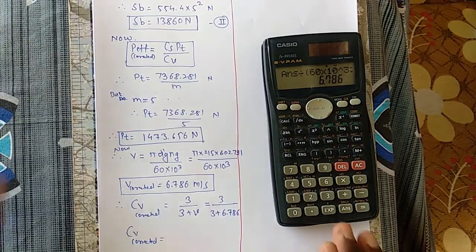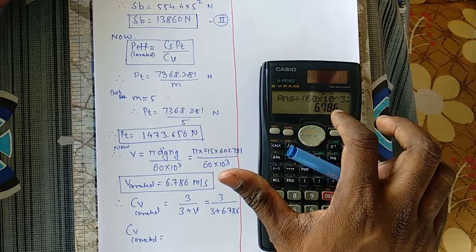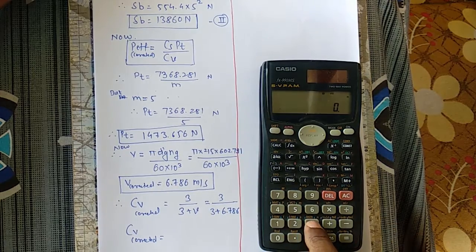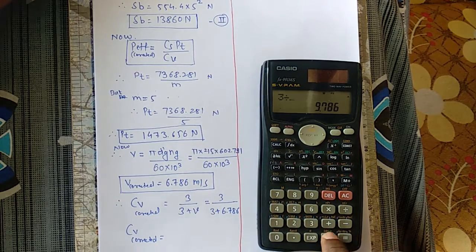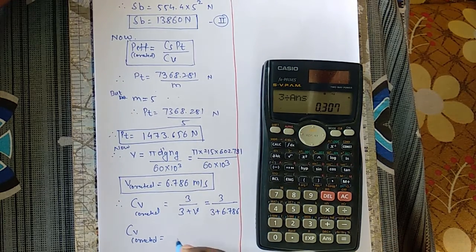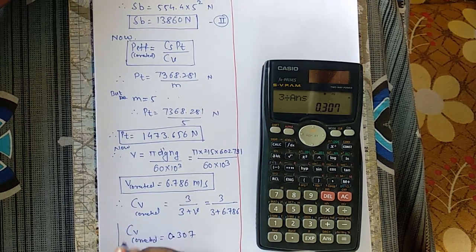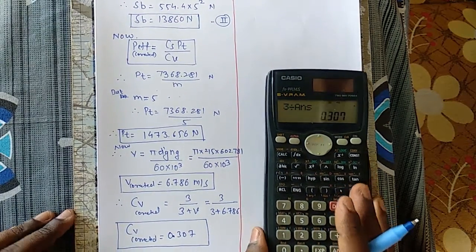Therefore, the corrected CV: I have the value of the denominator as 6.786 plus 3, and 3 divided by the answer. I got the corrected CV as 0.307. So I got the corrected value of the velocity factor.